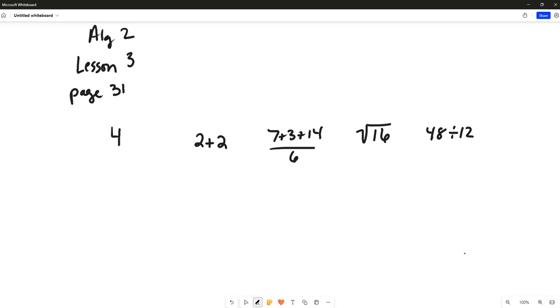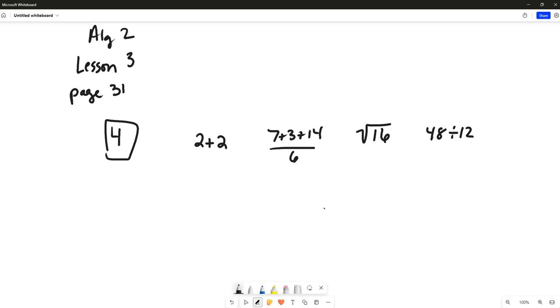So in the same way that this is 4, 2 plus 2 is also 4. 14 plus 3 plus 7 divided by 6 is also 4. The square root of 16 is 4. And 48 divided by 12 is also 4. So these all represent that same value.